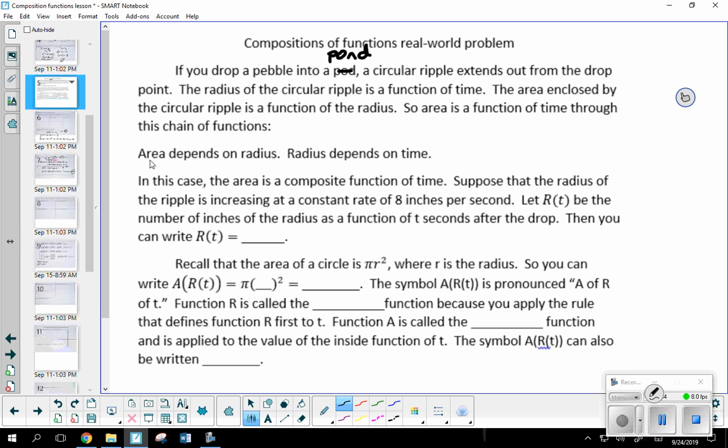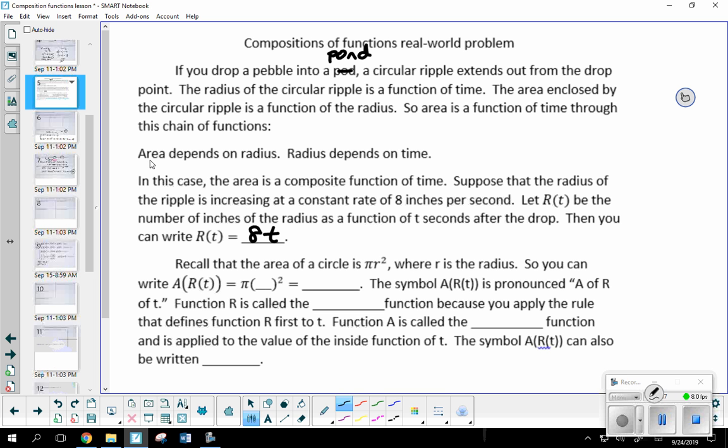All right. I'm going to elaborate a little further. Suppose that the radius of the ripple is increasing at a constant rate of 8 inches per second. R of t is going to be the number of inches of the radius as a function of t seconds after you drop that pebble in. Then what would the function R of t equal? 8t. And if you want to change it to x, that's perfectly fine. Remember, the variable itself doesn't matter. So the radius function is 8t: 8 inches per second times however many seconds have passed.